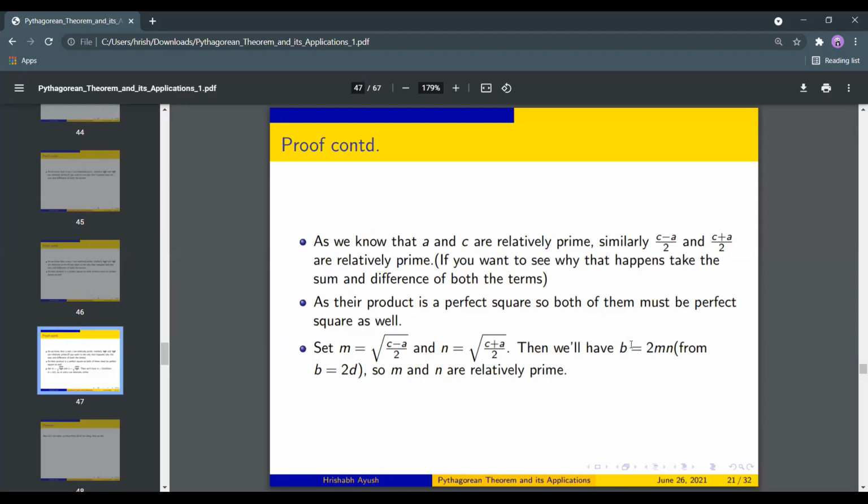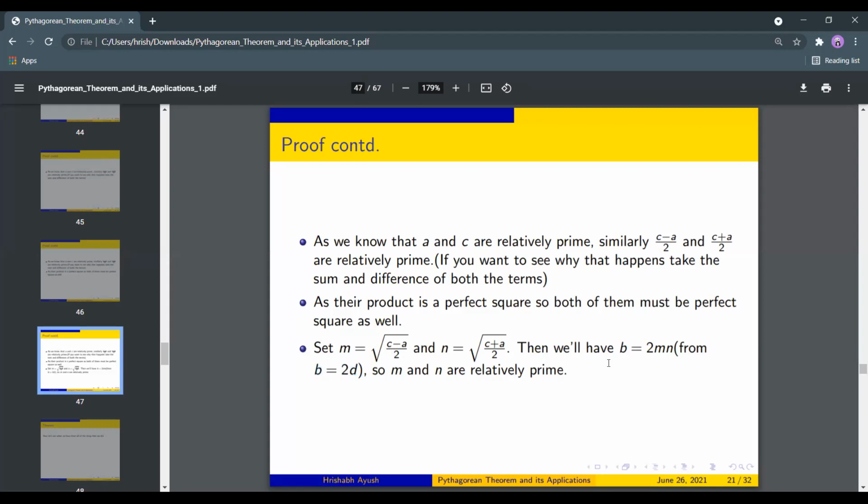Anyone see how we can find b? Yes, we have the value of k squared equals (c minus a) by 2 times (c plus a) by 2. So from there we can find m and n. You can find the value of b equals 2mn, from b equals 2d. You set that and you find the value of this.